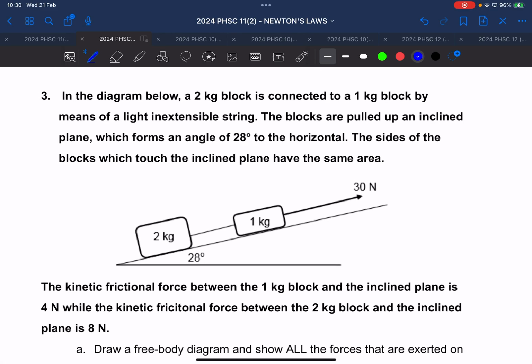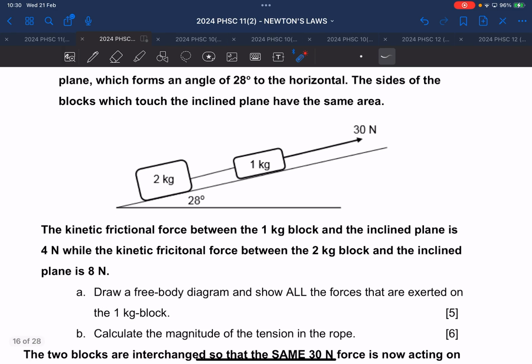Alright, now this comes from a past paper. It says, in the diagram below, a 2 kilogram block is connected to a 1 kilogram block by means of a light inextensible string. Inextensible means it can't pull out, so it's not stretchy, and your rope will always be inextensible and will always be light, meaning we don't look at its mass. The blocks are pulled up an incline which forms an angle of 28. The sides of the block that touch the incline plane have the same area. The reason why they say that means that they will have the same coefficient of friction.